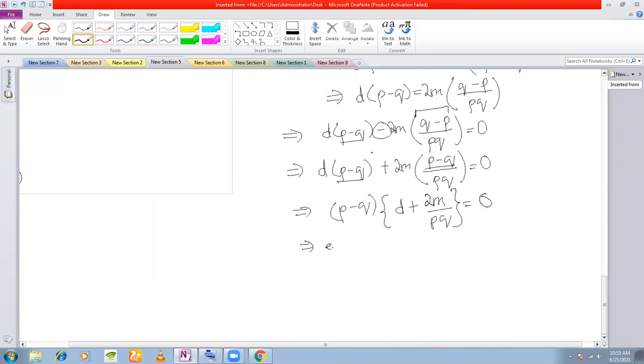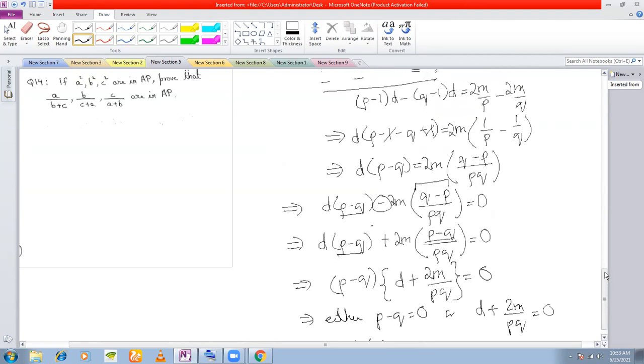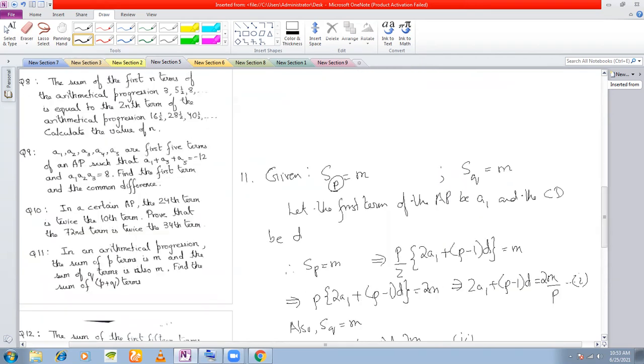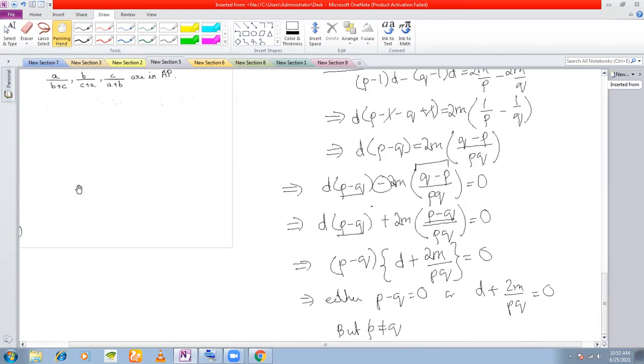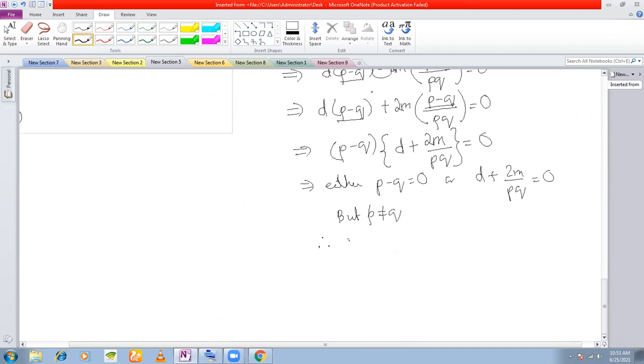That means either p minus q is equal to 0 or d plus 2m by pq is equal to 0. But p is not equal to q, right? These are two different sums. If I'm taking the sum of p terms, and if I'm taking the sum of q terms, they cannot be equal, right? Because otherwise, what is the point of giving you two pieces of information? So p cannot be equal to q. That means what is the value of d? d is equal to minus 2m by pq.